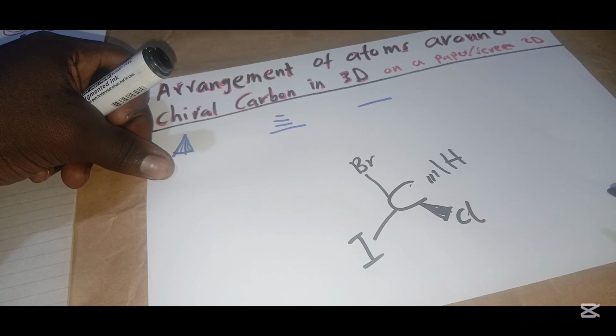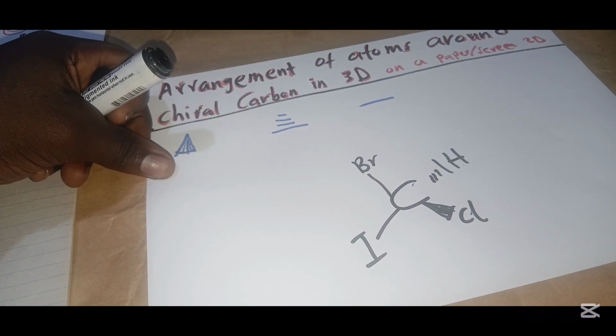And the carbon which has the 4 different groups can be called a chiral center. So if you are looking for a chiral center in a given molecule, you look at the carbon that has 4 different groups attached to it.